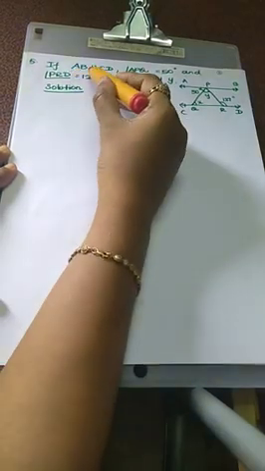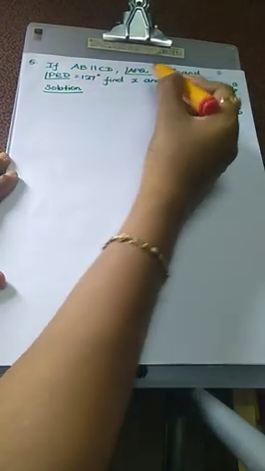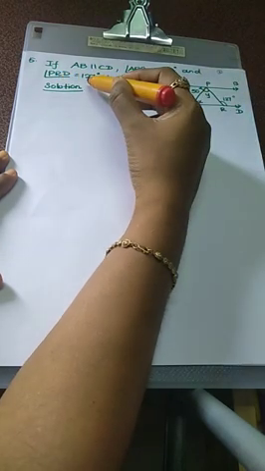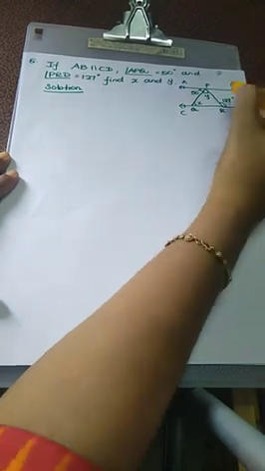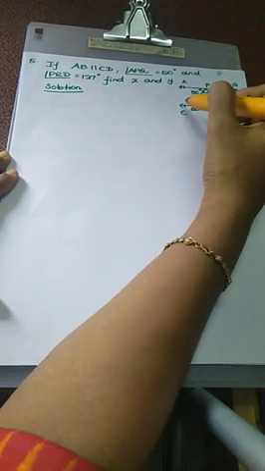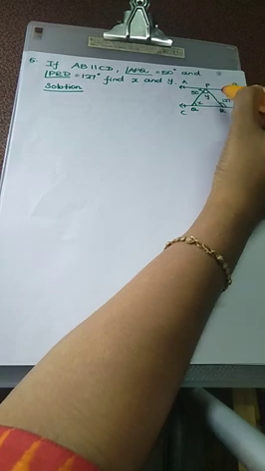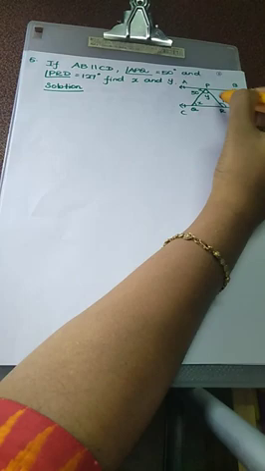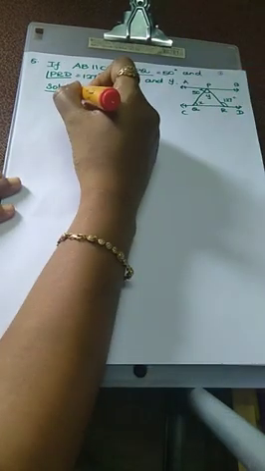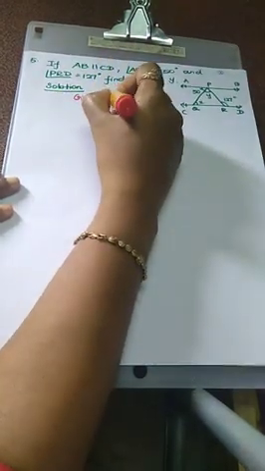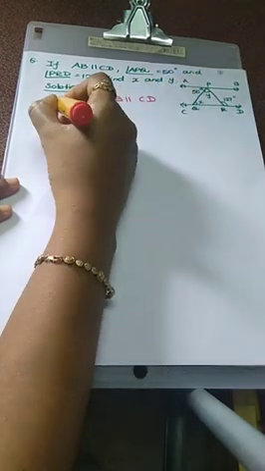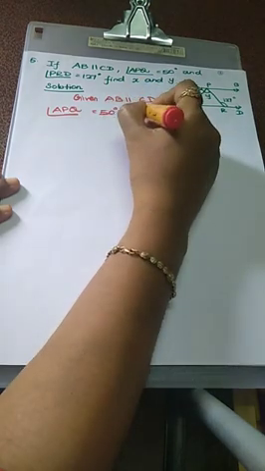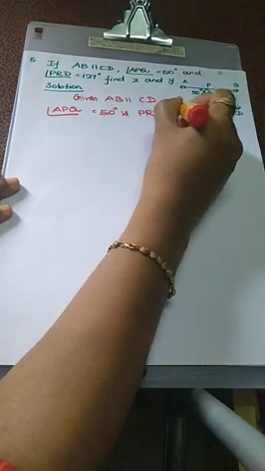Next question. If AB is parallel to CD, angle APQ is equal to 50 degrees and angle PRD is equal to 127 degrees, find X and Y. One diagram is given. The line AB is parallel to CD and some values are also mentioned. First write the given. AB is parallel to CD. Angle APQ is equal to 50 degrees and PRD is equal to 127 degrees.